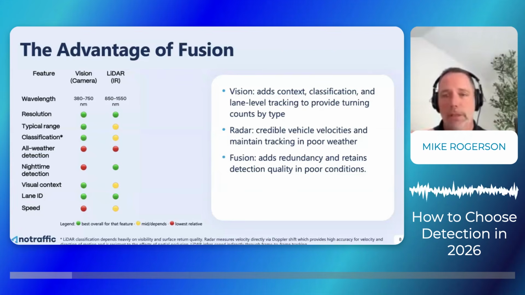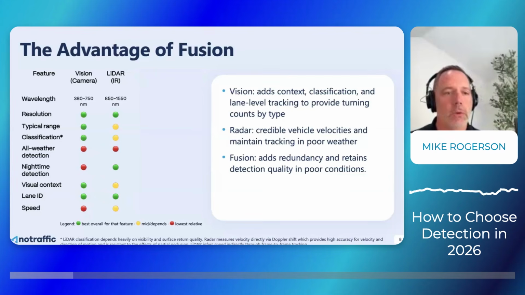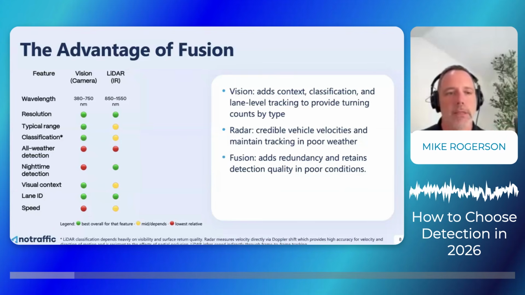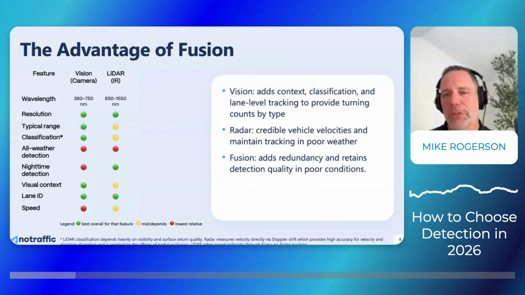In nighttime, this is where you see the active source. So LiDAR is going to be a spotlight, essentially, and so that's going to work well at nighttime. Visual context favors the camera-based systems. And then, speed, neither one of them's really perfect because we do have radar.